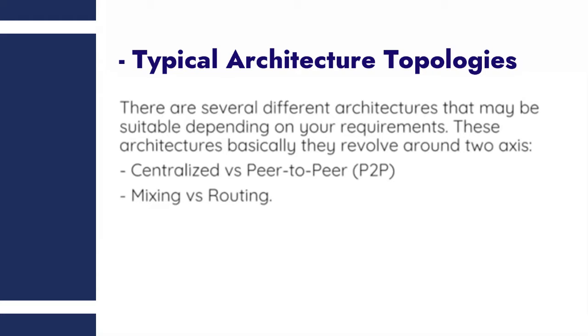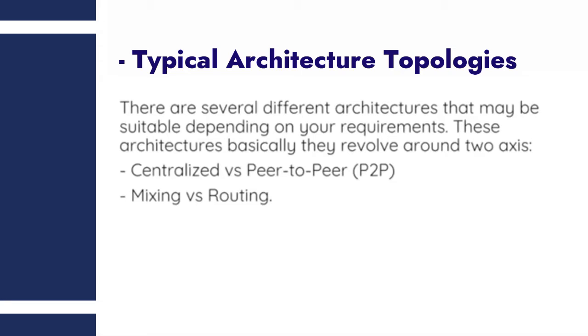Now, before getting our hands dirty, let's talk about the last topic you need to know about, which is typical architecture topologies. There are several different architectures that may be suitable depending on your requirements. These architectures basically revolve around three axes: centralized versus peer-to-peer, and mixing versus routing.